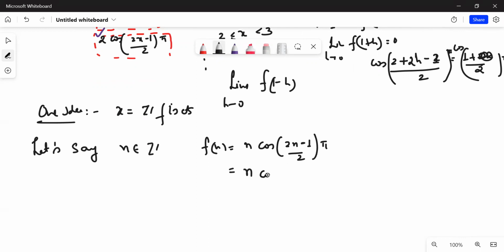Or in other words, n into cos of 2n minus 1 pi divided by 2. Now place n equals to 1. So at n equals to 1, what it would be equals to 2 minus 1 pi. 2 minus 1 is 1, pi by 2 is 0. At n equals to 2, 2 into 2 is 4, 4 minus 1 is 3, 3 pi by 2. Cos 3 pi by 2 is 0. N equals to 4. So for all n belongs to integer, you can say that this particular term fn would be 0. Yes or no?